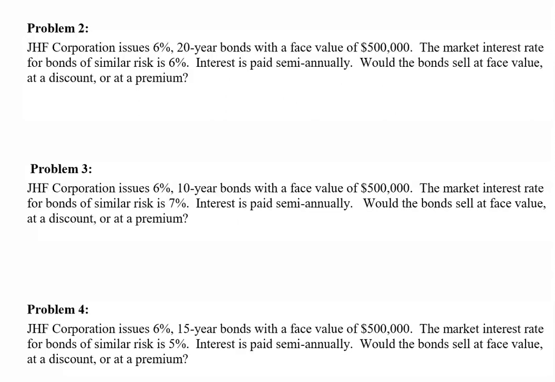So problem 2 for this chapter's materials says, JHF Corporation issues 6% 20-year bonds with a face value of $500,000. The market interest rate for bonds of similar risk is 6%. Interest is paid semi-annually. Would the bonds sell at face value, a discount, or a premium? Now, you've read this chapter, so you're familiar with these terms, and we're going to apply what you learned in the chapter to this problem.